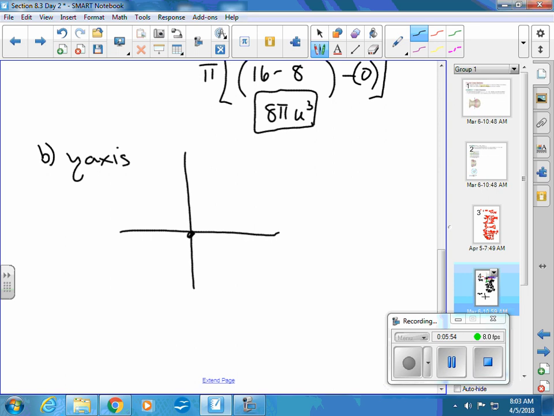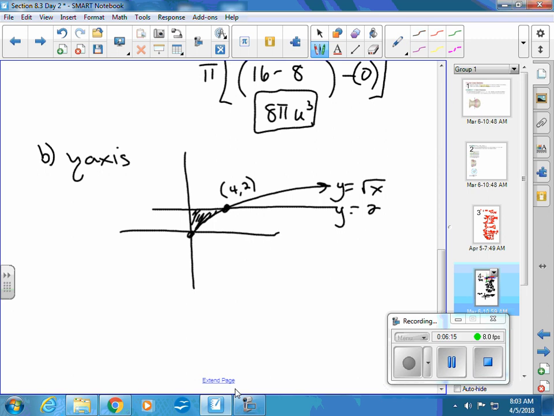So you have your square root of x. Have your y equals 2, you have your x-axis, and what we know from doing that other problem is that this is the point (4, 2). Now think about if you're going to rotate around the y-axis. All right. Mirror image of this thing would come over here, right?